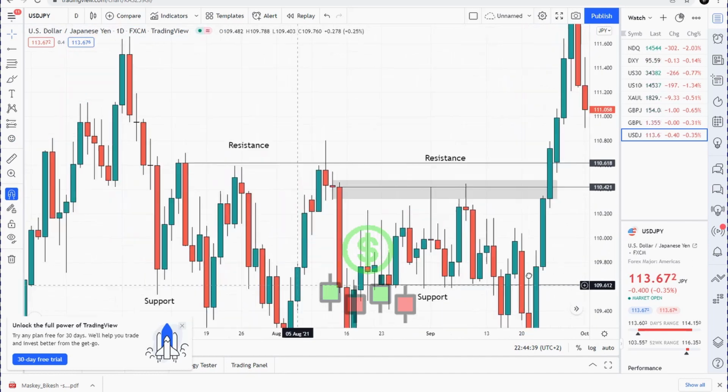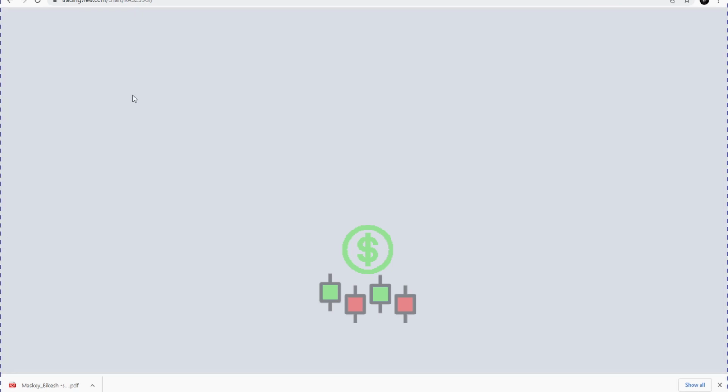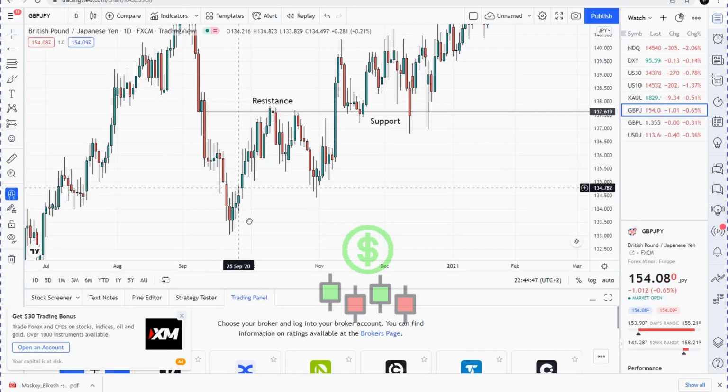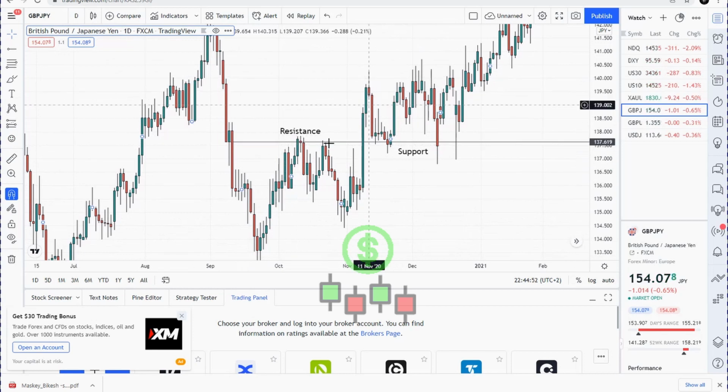So there's also another scenario here. Let me see if I can find this one. Yeah, this is also another example here. This was our resistance. Price pushed up, came back here, and failed to break this high. We saw a move to the downside, came back again, and failed to break this high. This is our resistance here, and then finally we broke out of structure. We broke out from resistance. Now we came back for the retest.